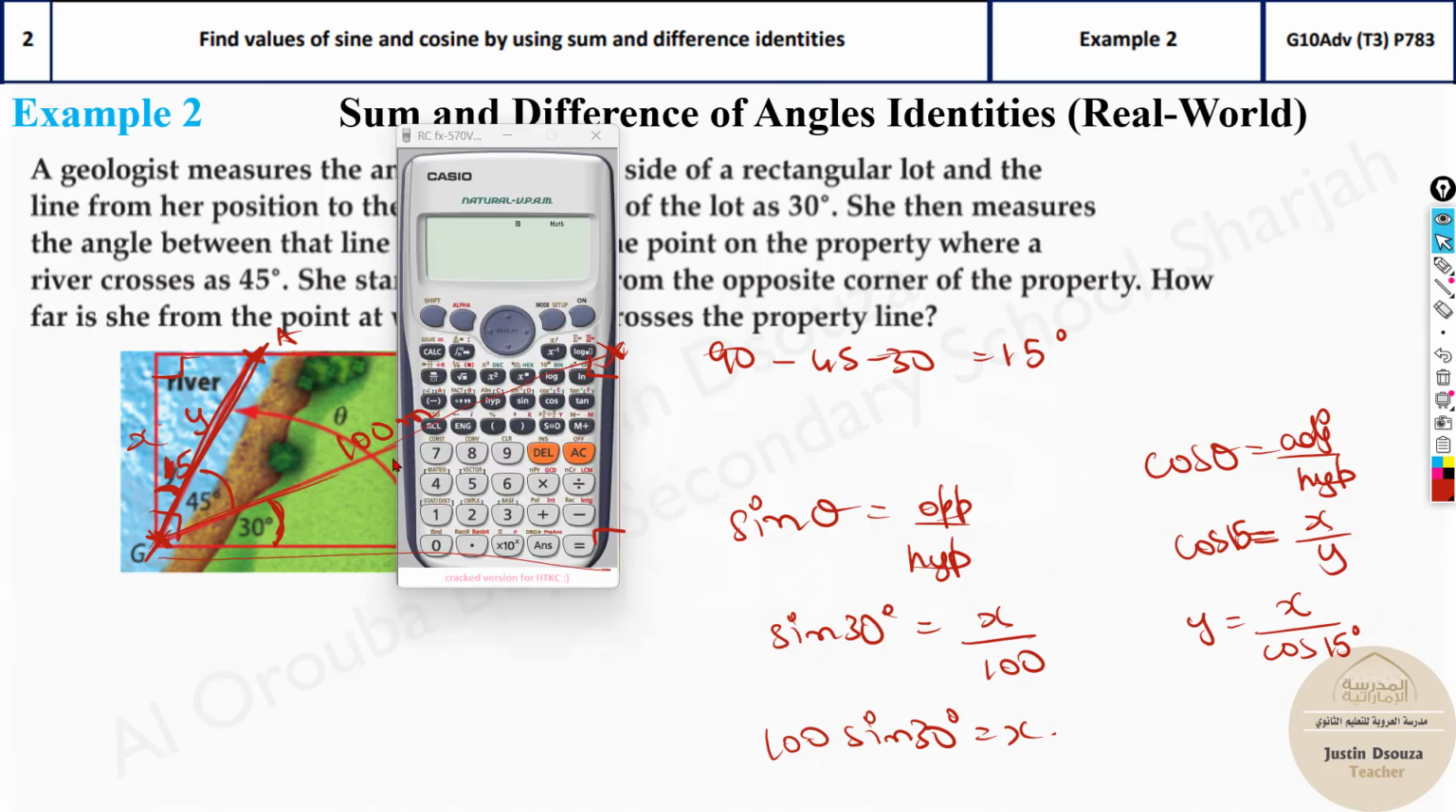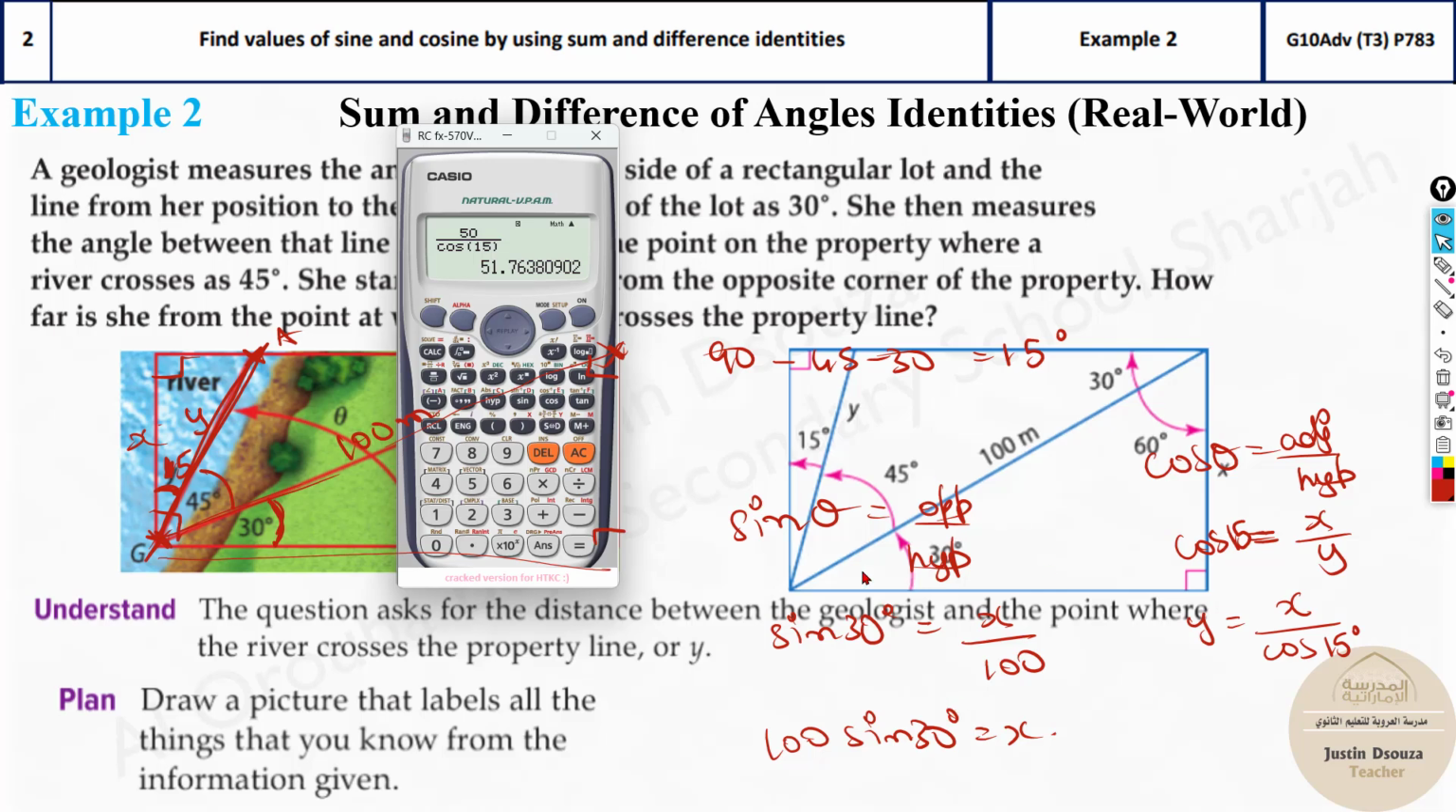Now we will type it out in the calculator. Please remember, this is in degrees, not in radians, so keep it in degrees itself. Don't shift to radians or anything. The answer for x is 50. Now 50 divided by cosine of 15 degrees will give you the answer, that is 51.76.